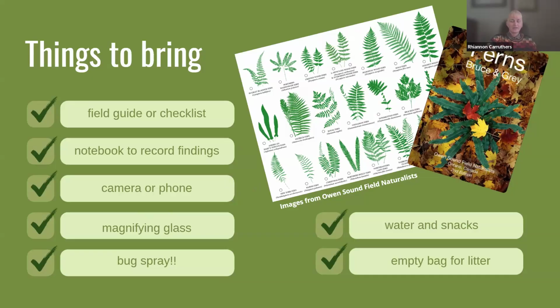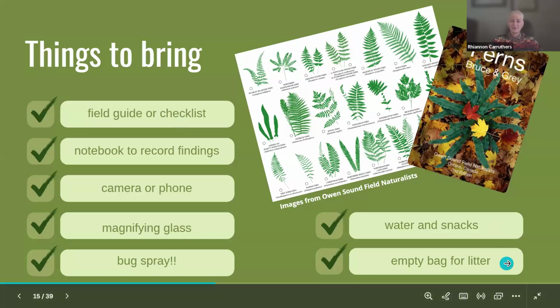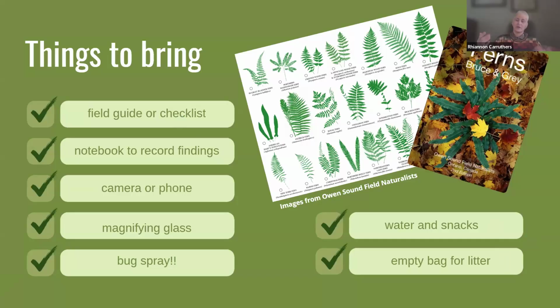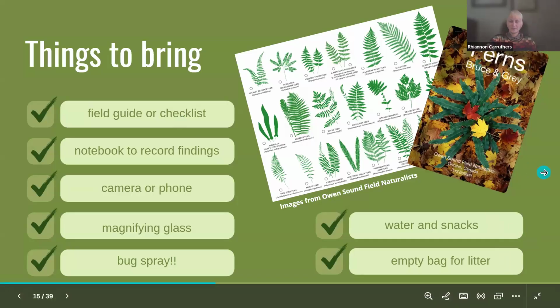A small magnifying glass that you can clip onto your bag or jeweler's loop can help see some of the smaller details. Bug spray, very important. Ferns share habitat with our mosquitoes and black flies. It's no fun trying to ID a fern while you're swatting away flies. And of course, water and snacks. And I bring an empty bag for the litter I find. I find when you're rooting around looking for ferns, sometimes you find garbage.